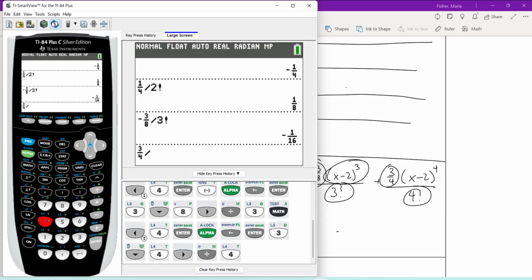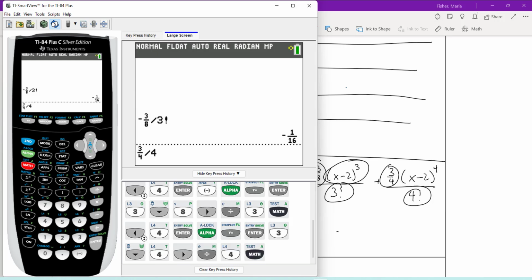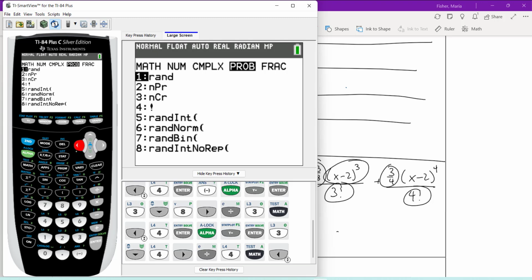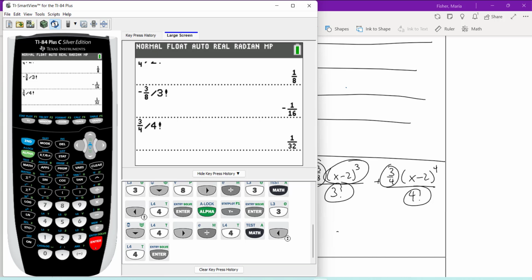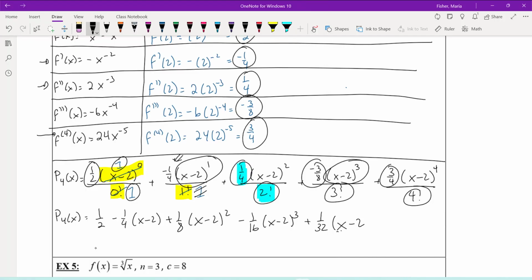Divided by 4 factorial, so math, scroll to probability, hit the number 4, hit enter, and that's 1/32 times x minus 2 to the fourth. So that's your fourth degree polynomial that mimics 1/x at x equal 2.